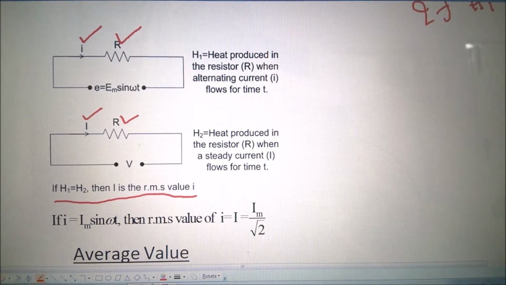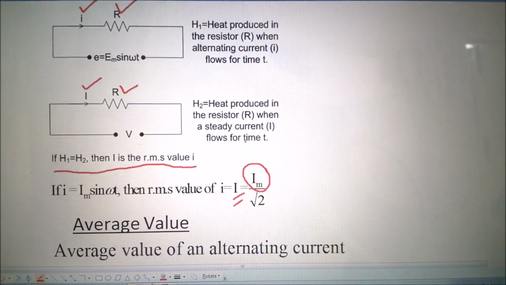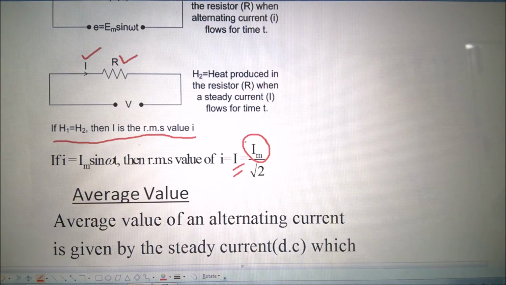Now we can find the relation between the steady current and the maximum value Im, that is Im divided by root 2. If Im is the maximum value of the alternating current that I showed here, the RMS value is Im divided by root 2. And similarly for an alternating voltage also.